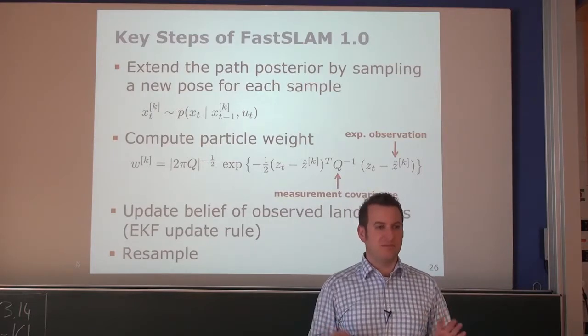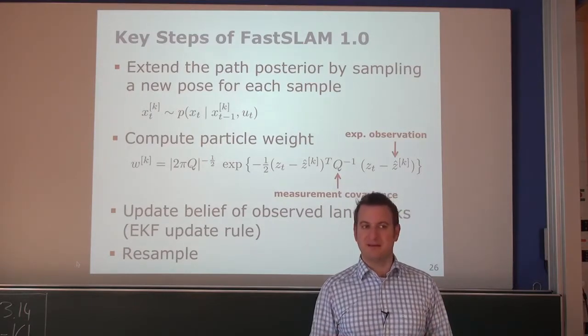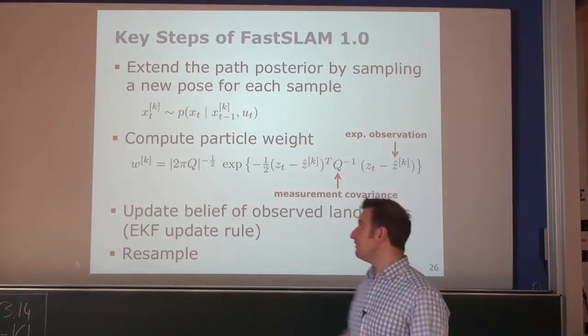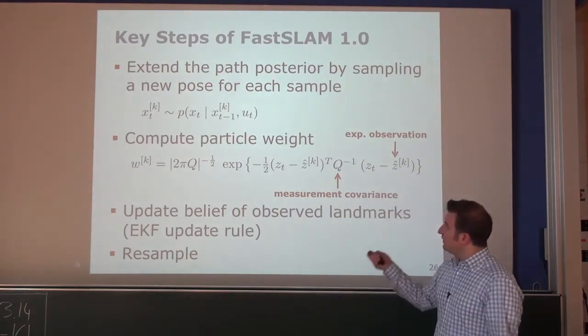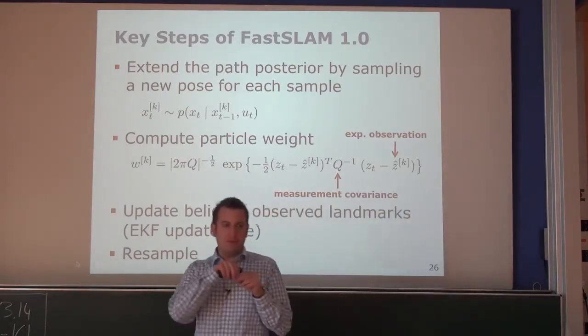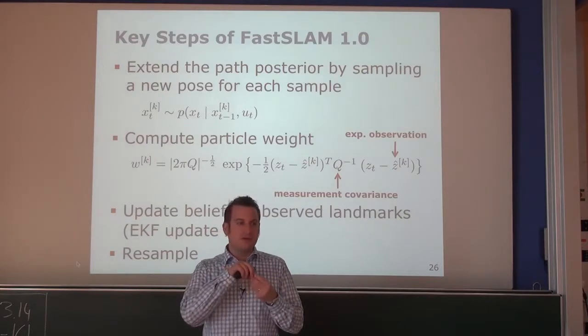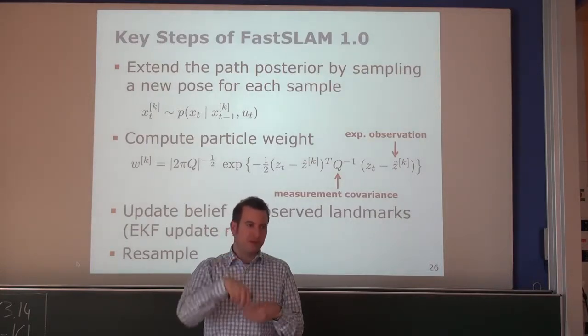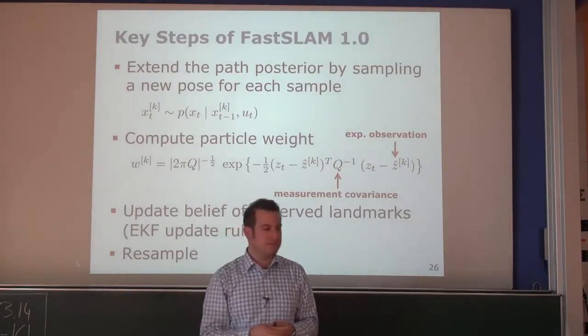Anyone who needs a short recap of how this works? Perfect, good. So we take our old generation of samples, and for every sample we draw a new pose taking into account the odometry information. This gives us a new sample.